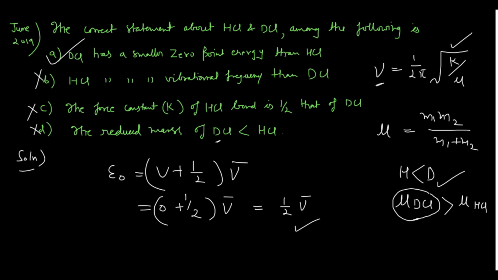So this is also not correct. This is a very good problem. If you have learned the concept of IR spectroscopy in pretty good detail and understood the things very well, only then will you be able to solve this kind of question. Therefore, DCl will have the lower zero point energy. This is quite clear from here. Now moving to the next problem.